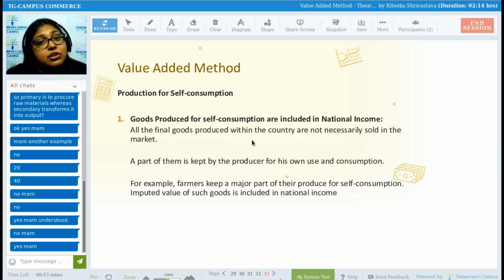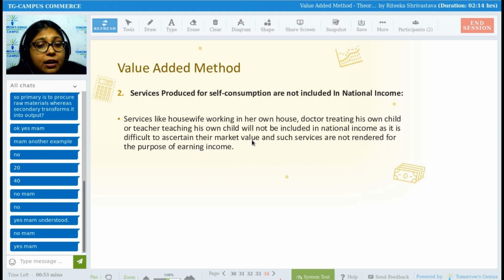Goods which are produced for self-consumption will be included in national income, but services which are produced for self-consumption will not be included in national income. Services like what? If my father is a doctor and he treats me, I'm not going to pay him, right? He's my father. Why will I pay him for his services? So that will not be included in the national income.